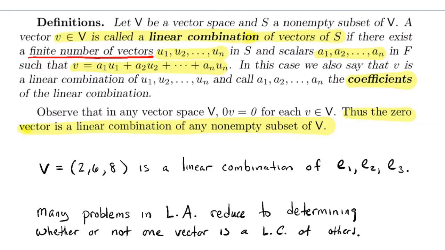Just to recapitulate our language above, our friend v equals (2, 6, 8) in R3 was a linear combination of those vectors e1, e2, and e3 because we wrote it in that form. All right, lots of problems in linear algebra, that's what my little notation LA means here, reduce to determining whether or not one vector is a linear combination of the others. LC is shorthand for linear combination. Many, many mathematical problems can be boiled down to asking the question: is one vector a linear combination of this specific set of other vectors or not?